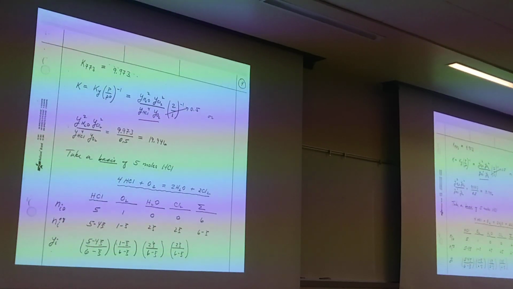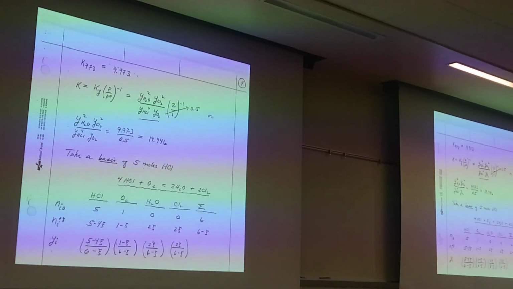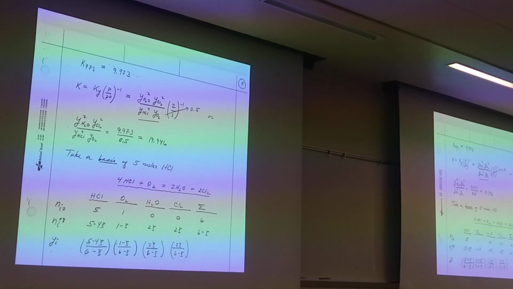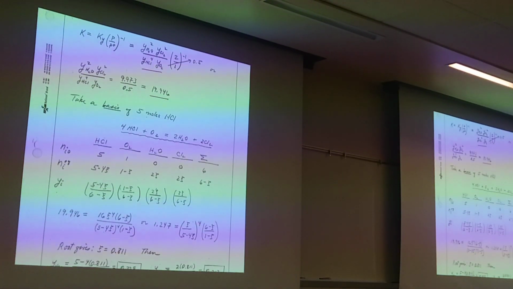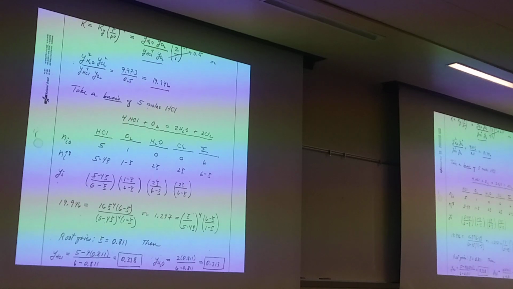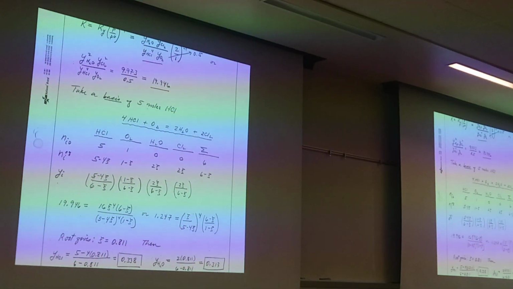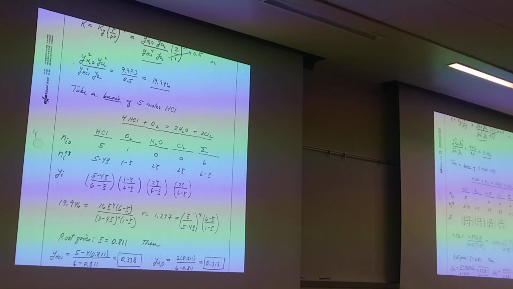There's my Ky, and I've got a pressure here of 2 bar. So remember that that's going to be dimensionless because I'm dividing it by my reference pressure of 1 bar. So I've taken care of that. And Ky itself then turns out to be 19.946. Now I've got to do the stoichiometry in order to reduce this to the final composition that I'm interested in.